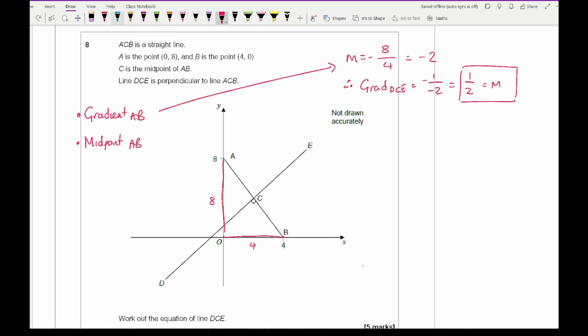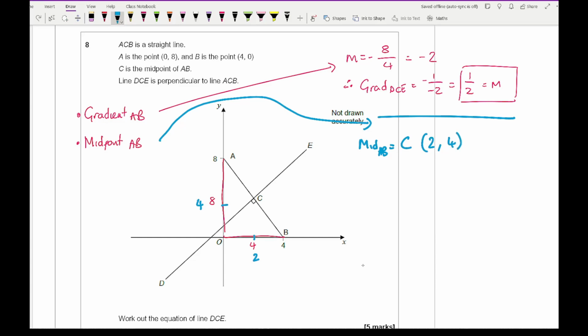Then the next thing for me to do is to work out the midpoint. So the midpoint of AB is where I add the x ordinates and the y ordinates and halve them. Well, half of 4 is 2, and half of 8 is 4. So C is going to be at the coordinate of 2, 4.